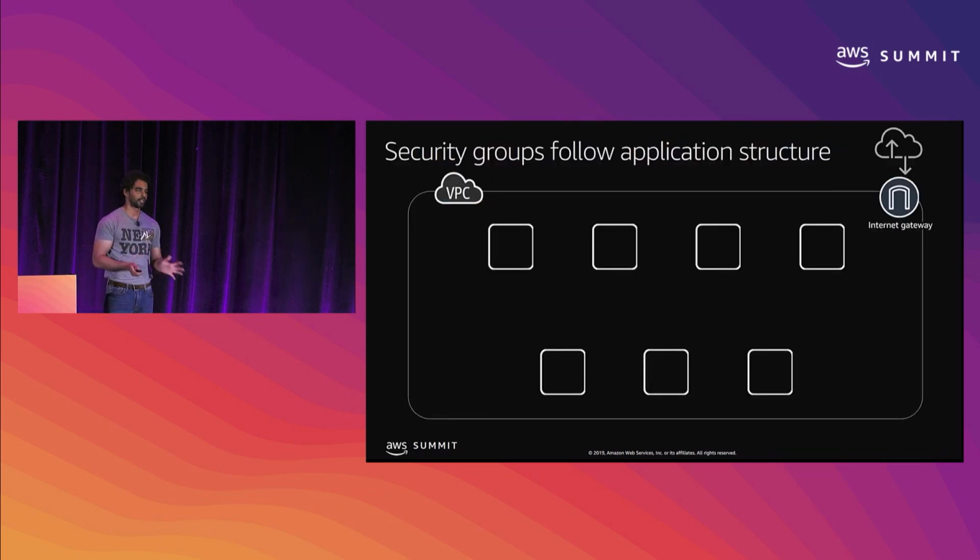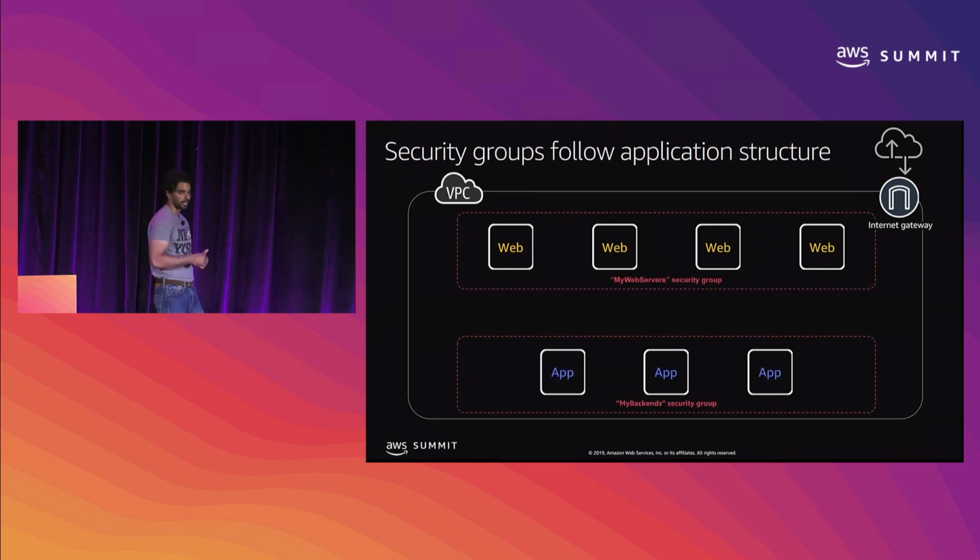Let's try to understand with an example. Let's say you have your web fleet and your app fleet. We'll create a security group and tag it to all the instances in the web fleet, and another security group and tag it to all the instances in the app fleet.